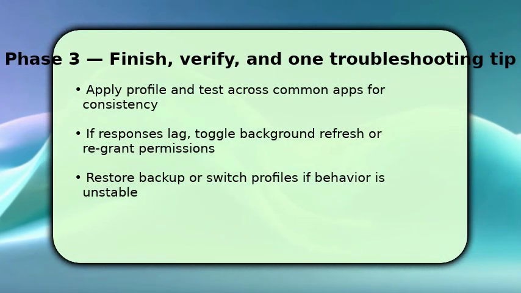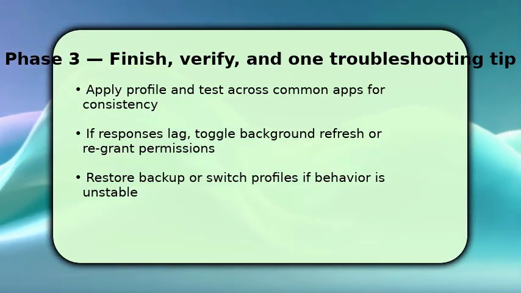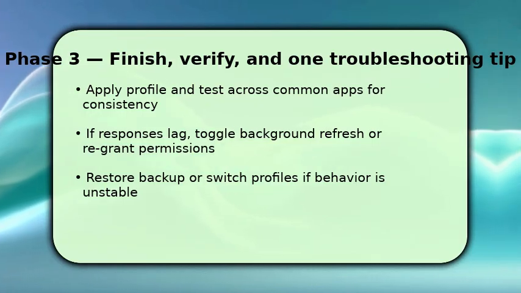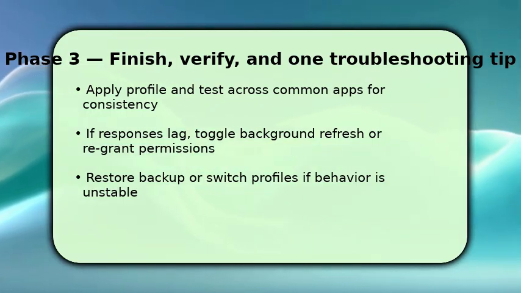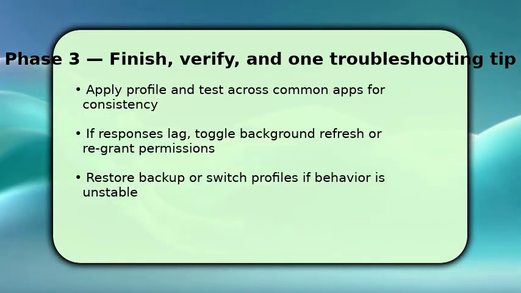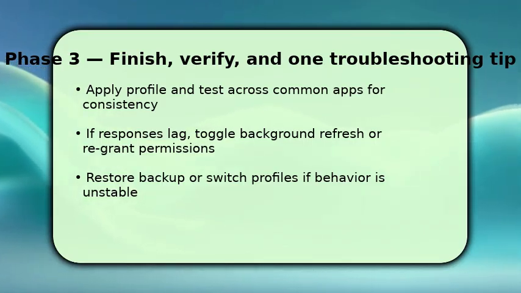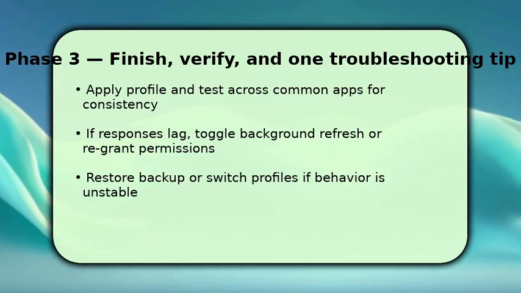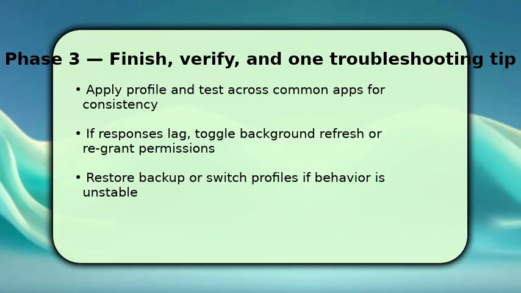Check music, navigation, and call behavior. Once applied, make sure animations feel smooth. If you see lag, toggle background app refresh, re-grant required permissions, or restart the phone to clear temporary issues. If something breaks, switch to your saved backup profile or restore original settings. This recovers functionality quickly. And if problems persist, remove the customization tool and reinstall it before repeating these steps.